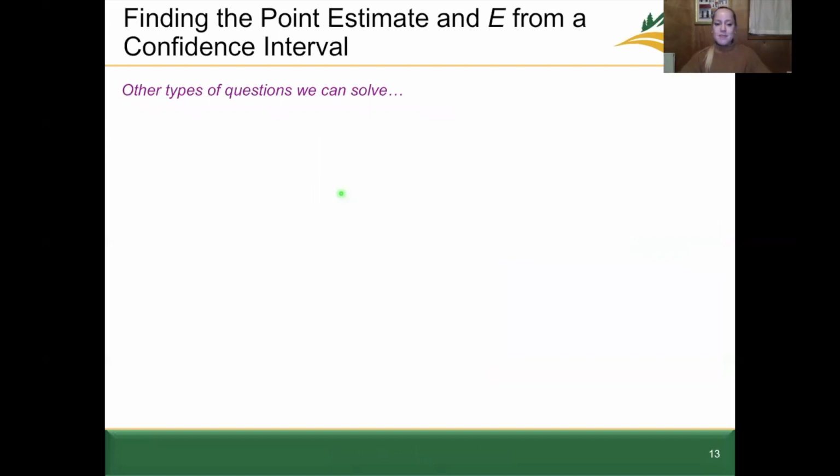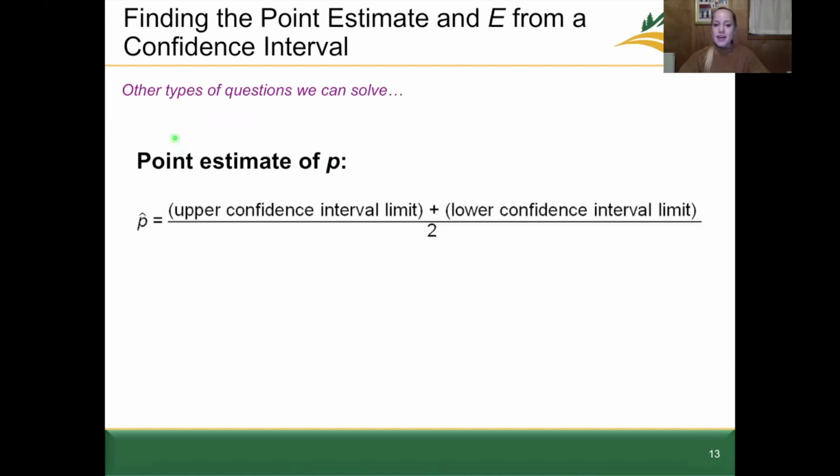So next here in 7.1, part 2, we're going to go through how to solve different styles of questions. What I mean by that is we can actually solve for a point estimate of P, the value of the full population, remembering that the point estimate of a sample is denoted as P hat. So we can solve for P hat if we know the upper confidence interval limit and the lower confidence interval limit. We add those two and divide by 2. Essentially, we're taking the mean of the upper and lower confidence interval limits.